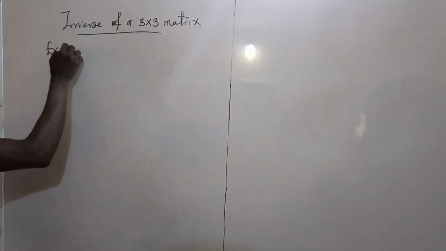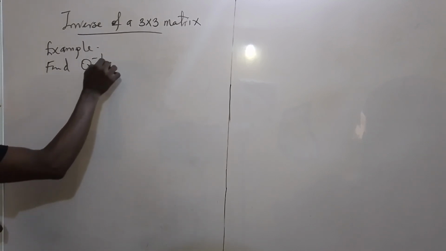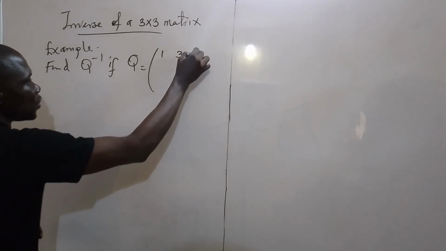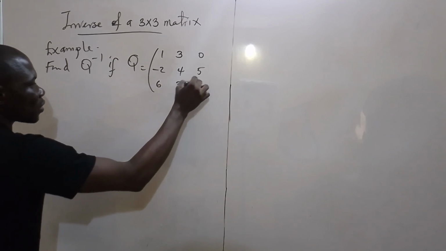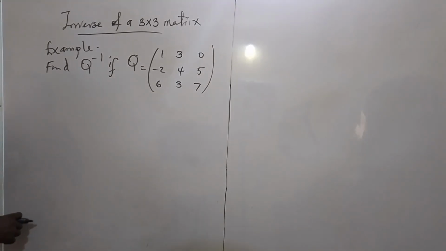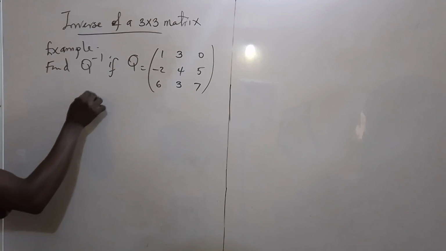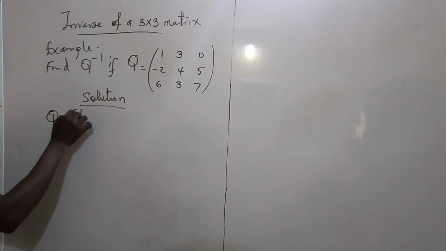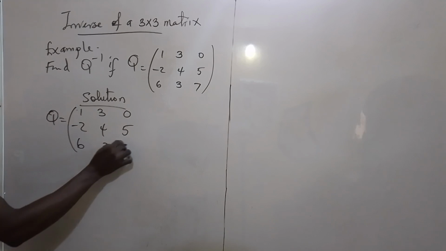So as an example, we want to find Q inverse if matrix Q is the set of the elements 1, 3, 0, minus 2, 4, 5, 6, 3, and let's just say 7. So this is matrix Q. So the first thing we need to do is getting the determinant of matrix Q. So Q is the matrix 1, 3, 0, minus 2, 4, 5, 6, 3, 7.